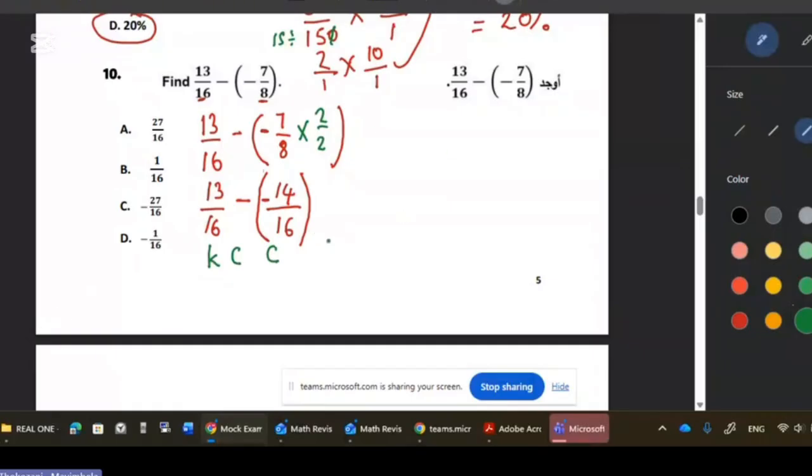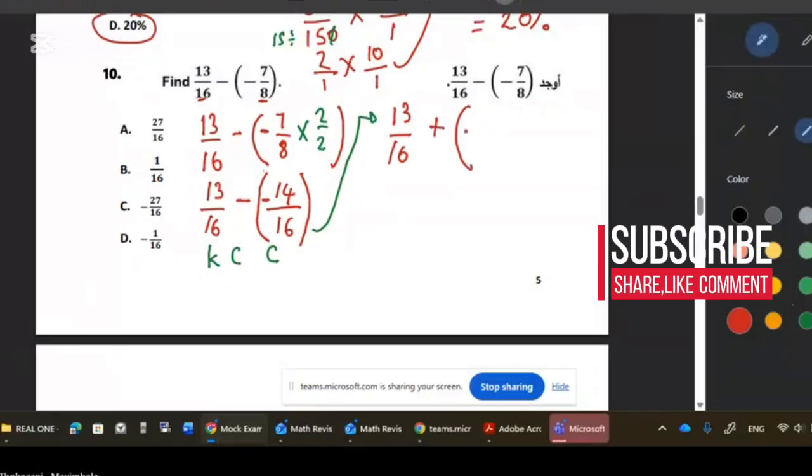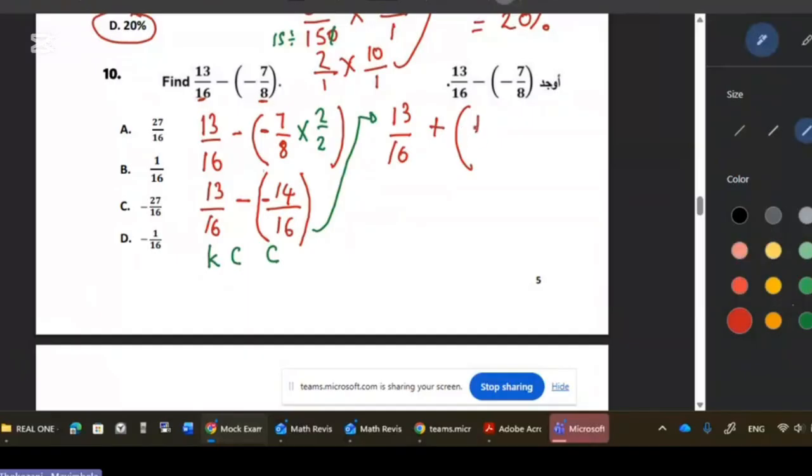I'm going to go up here because of the space. This way. Now, I'm going to keep 13 over 16. 13 over 16, we keep it. But this is going to be plus because we're changing it, right? And this negative is going to change as well. Now it's going to be plus 14 over 16. Now, what can we notice here now?